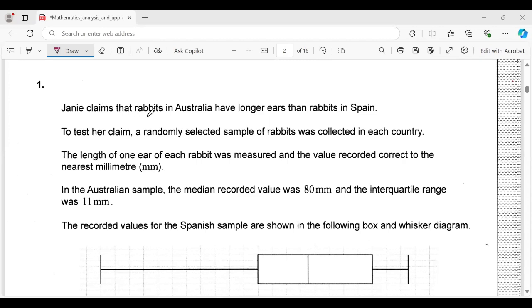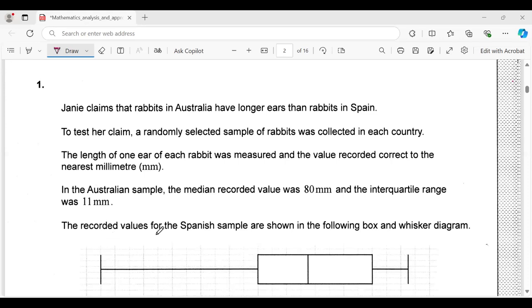Jenny claims that rabbits in Australia have longer ears than rabbits in Spain. So that's her claim. A randomly selected sample of rabbits was collected in each country. The length of one ear of each rabbit was measured and the value recorded correct to the nearest millimeter. In the Australian sample, the median recorded value was 80 millimeters and the interquartile range was 11 millimeters.